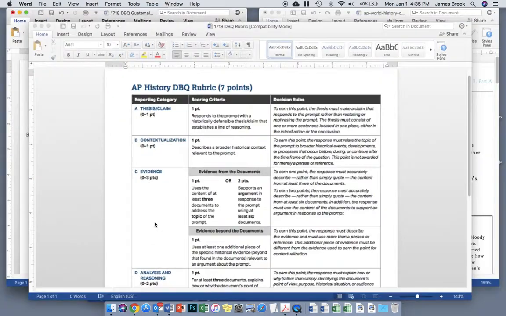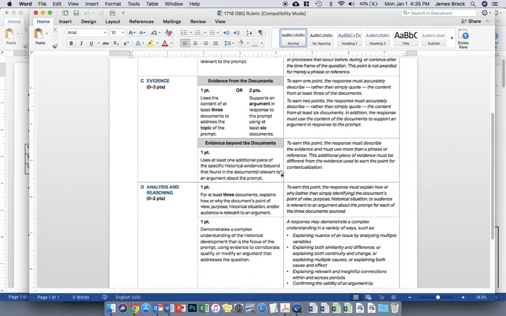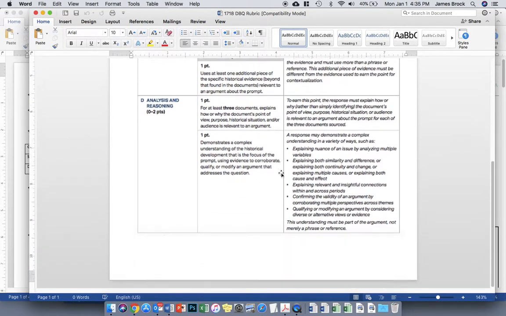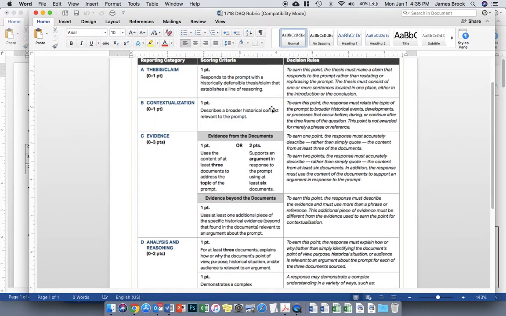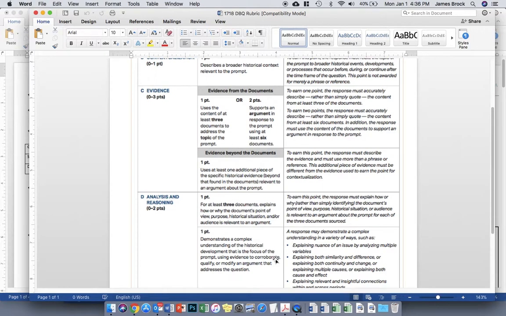So as we go on down the rubric here, we've got context and thesis. These are 2 of the 7 points that we get in the first paragraph of the paper. Okay? For the time being, I'm going to skip these 2 evidence from the document points, and this analysis and reasoning. But I am going to talk about another point that's really easy to get if you paid attention in class at all, and that's evidence beyond the documents.